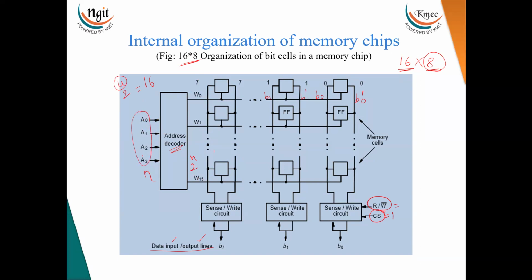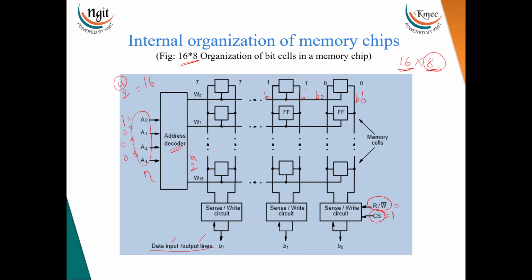By giving the four address lines, the decoder is converting these four address lines into 16 word lines. So depending upon what data we are giving, if you are giving all zeros, then word line 0 will be selected. If you are giving 0001, then word line 1 (W1) will be selected. If you are giving all ones, then word line 15 will be selected. Now this is about the structure of the memory chip.